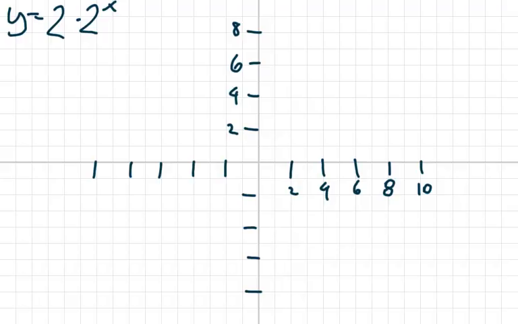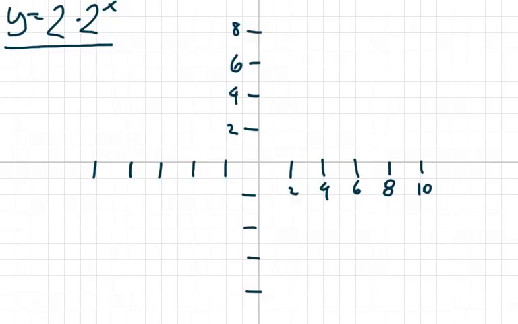All right, we want to sketch a graph of the exponential equation y equals 2 times 2 to the x. So let's take a look at some important points on this graph first. Let's find the y-intercept of the graph. The y-intercept is the value of y when x equals 0.